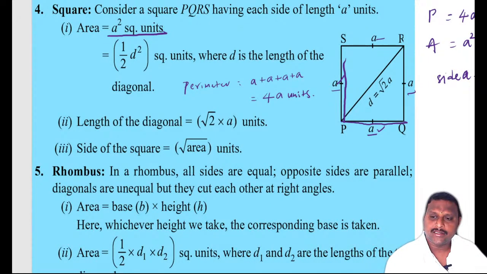And in this, the diagonal. I have already said to you what is meant by a diagonal. It's the line drawn from a vertex to the opposite vertex, is called the diagonal. Therefore, according to Pythagoras theorem, the diagonal D is equal to root 2 A.